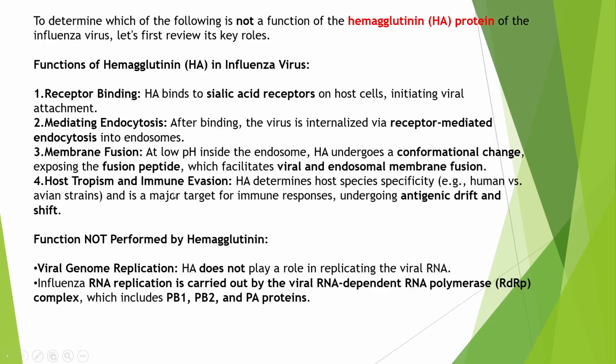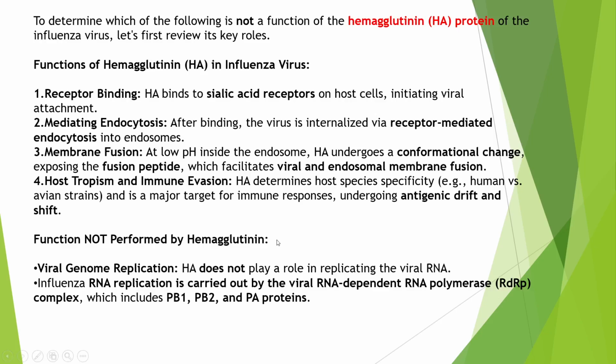Then host tropism and immune evasion. So hemagglutinin determines host species specificity, that is human versus avian strains. The strains which infect the humans are different from those which infect avian, that is the birds, and it is a major target for immune responses, undergoing antigenic drift and shift. So hemagglutinin is helpful in receptor binding, it is helpful in endocytosis, it is helpful in membrane fusion. So these are the major functions of hemagglutinin.